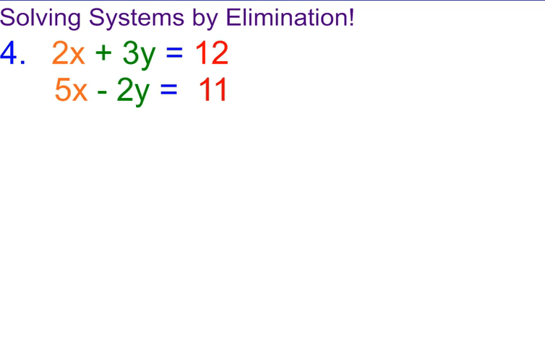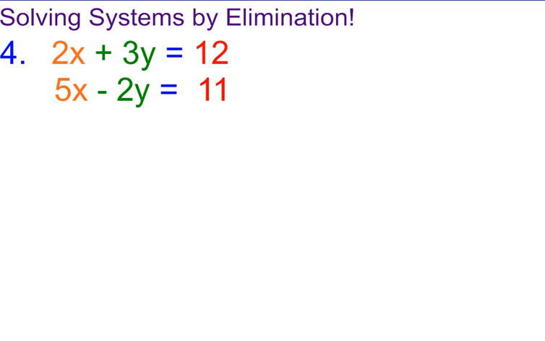In this lesson, we're going to learn our last way of solving systems that we're going to do in this chapter, and that's by elimination. You'll notice for problem 4 that both of our equations are in standard form. This is actually important for elimination. We need both equations to be in standard form, so if they aren't, you need to put them in standard form. So as I do this one, I see that I have 2x plus 3y equals 12 and 5x minus 2y equals 11.